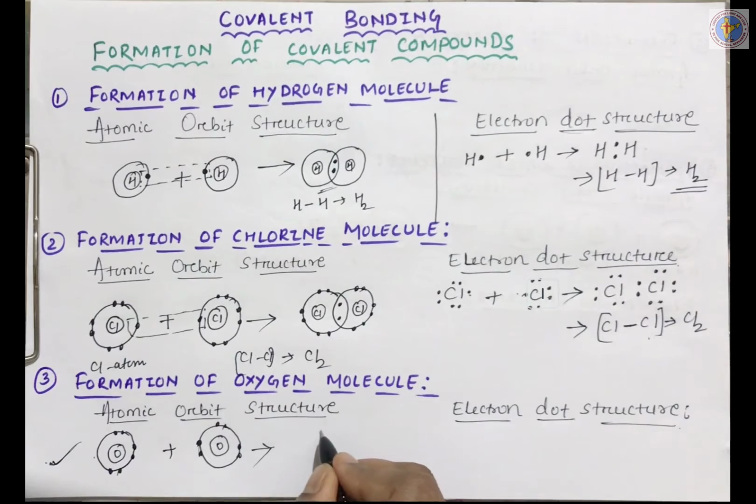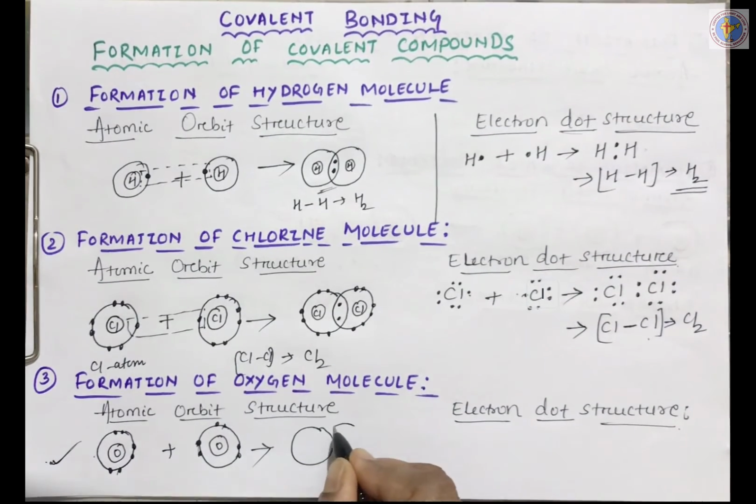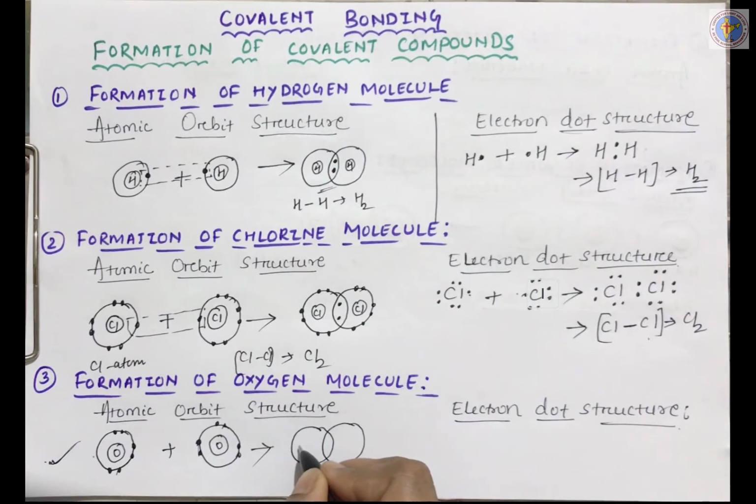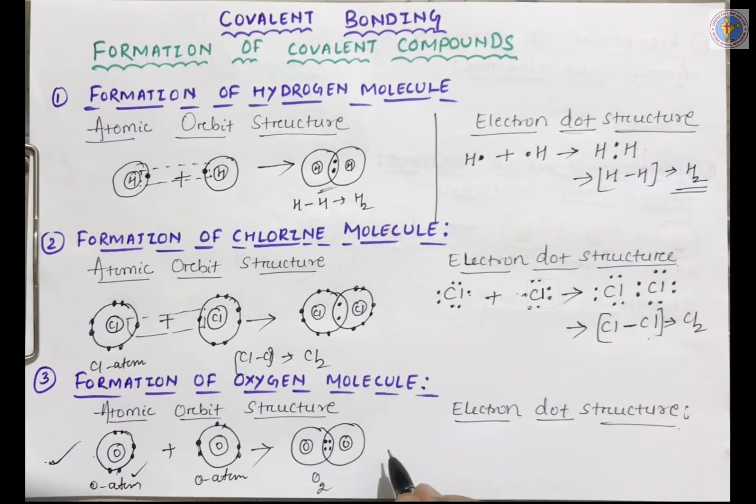You see here how we are drawing the orbital structure. This is your oxygen, O, and this is your oxygen, O. Here also you see this 2, here 2, and here also 2. So here you can see that 2 pairs of electrons are shared. This is an oxygen atom, this is an oxygen atom, and this is the oxygen molecule, right? So here 2 pairs of electrons are shared, so they will form a single or double covalent bond, children? Double covalent bond.